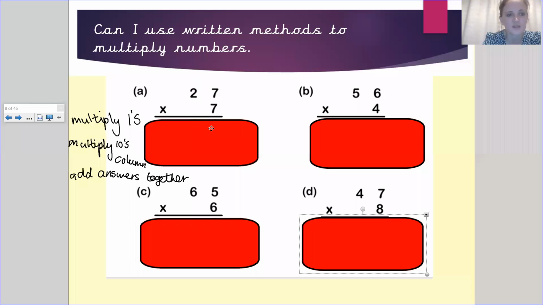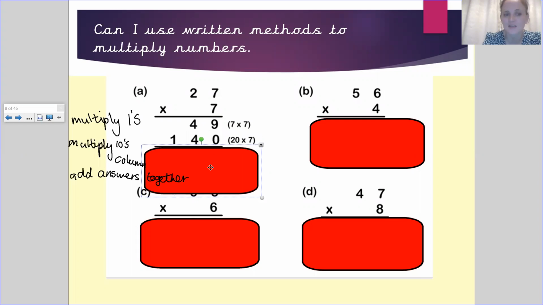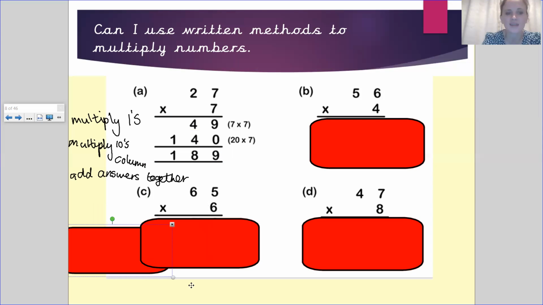So the first thing it said was multiply our ones. So 7 times 7 gives me 49. Then I said multiply your tens column by the number below. So we would say 20 times by 7 gives me 140. My last step to success was add the two answers that you got, add them together, and we get a total of 189.